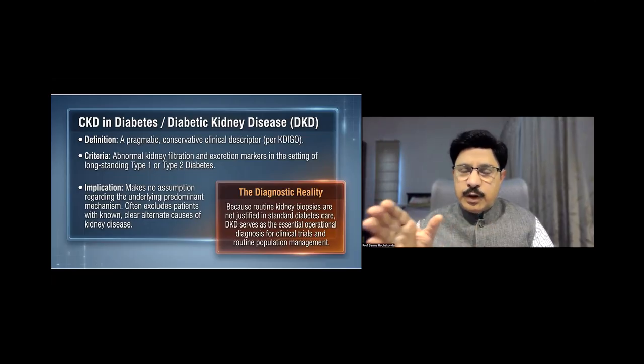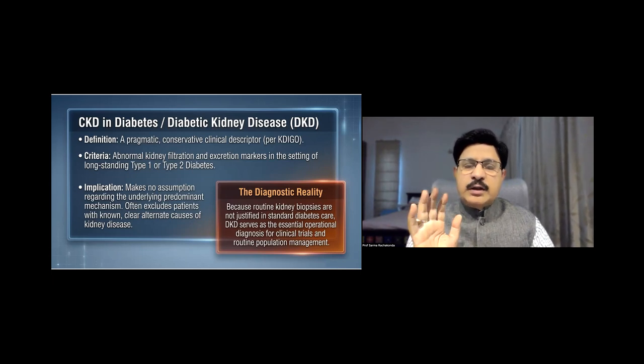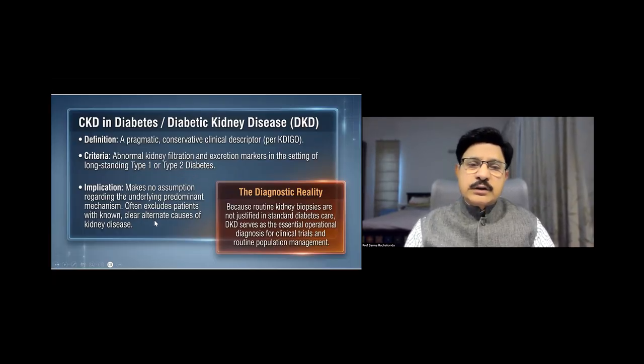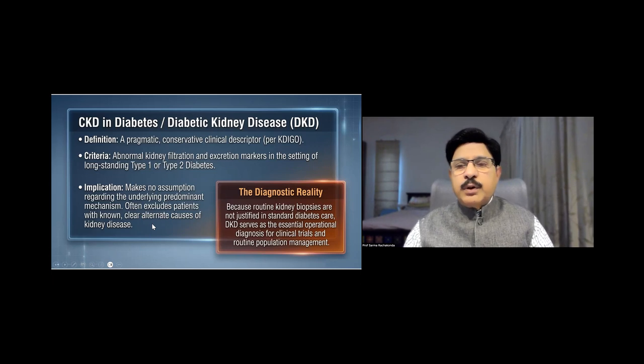Long-standing type 1 or type 2 diabetes should be there, and abnormal kidney filtration, like reduction in the eGFR, and excretion markers, meaning proteinuria, in the setting of long-standing type 2 diabetes or type 1 diabetes. Implications: it makes no assumption regarding the underlying predominant mechanism. This clinical definition makes no assumption about the predominant mechanism, and often excludes patients with known, clear, alternate causes of kidney disease. That means in a diabetic person, other causes of kidney disease also may be there, which can produce nephropathy.